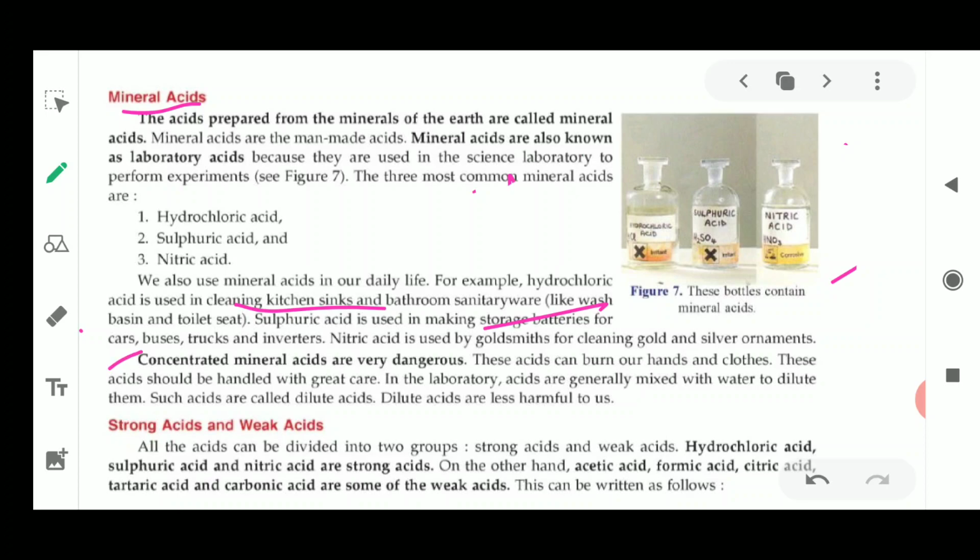Fine. Next, nitric acid is used by the goldsmith for cleaning the gold and silver ornaments. If you have gone to any jewelry shop, you would have seen that the ornaments are being cleaned with the help of a mineral acid that is called nitric acid. Okay, so you could see what kind of acids these are. These are very dangerous ones. Concentrated mineral acids are very dangerous.